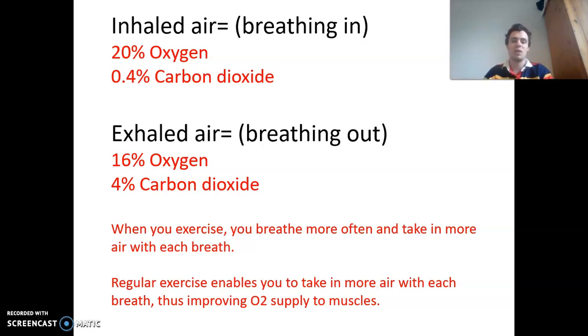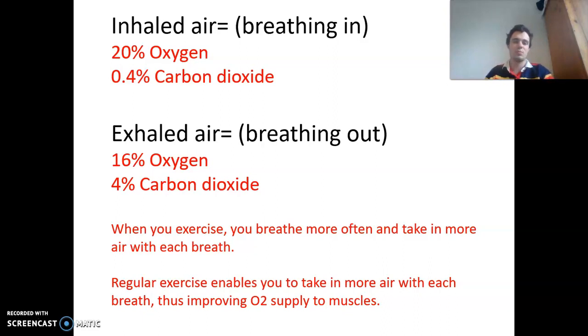Exhaled air, so we breathed in, and then we breathe out. That's exhaled air, we're breathing out. And if you look at the percentages here, it's only 16% oxygen, so it's a bit less, and it's 4% carbon dioxide. So the carbon dioxide has gone up 10 times the amount. Okay, so we're getting rid of lots of carbon dioxide.